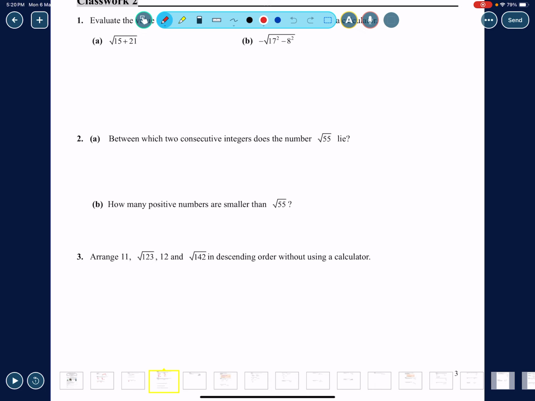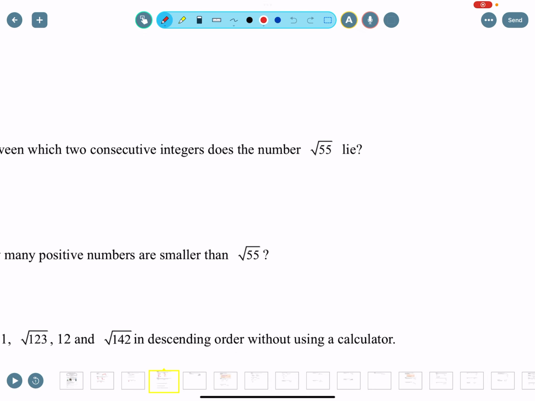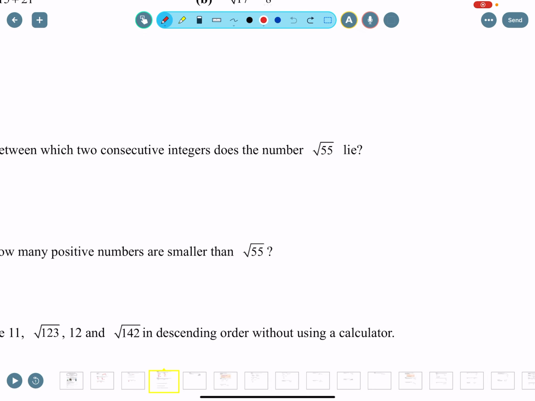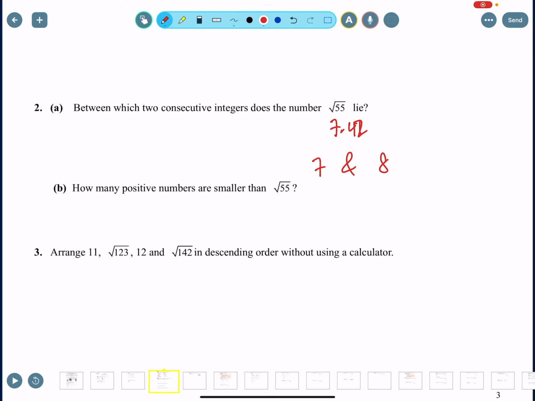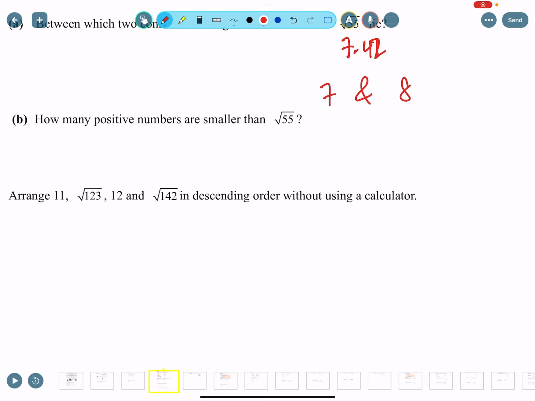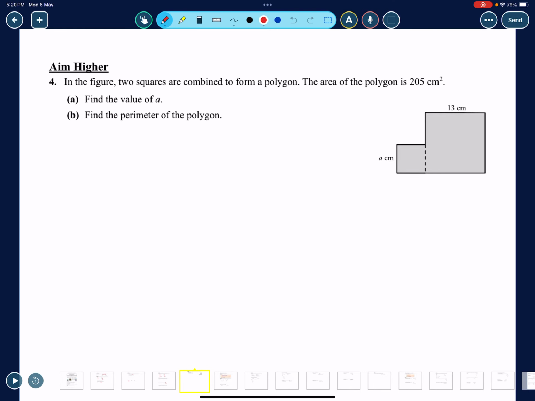But between which consecutive... this one is just saying square root 55 is... Use your calculator. This chapter is quite easy. 7.4142, right? So it's between 7 and 8, obviously. So the answer is 7 and 8 here. Ascending order, just change the decimal. You can do it in ascending order, quite easy.